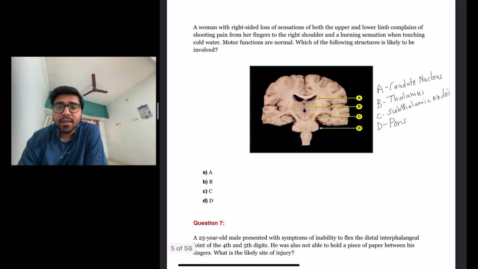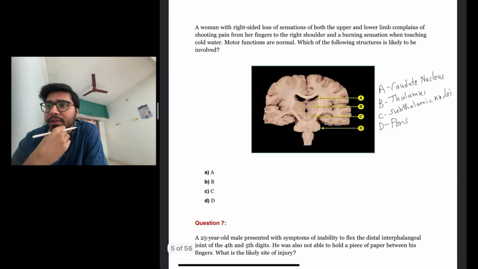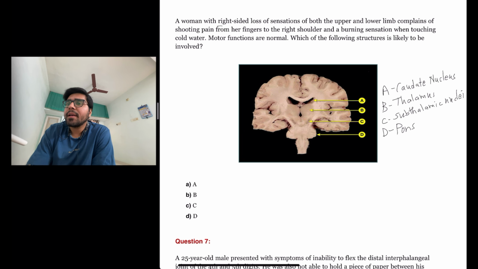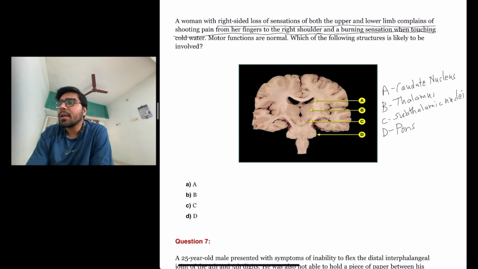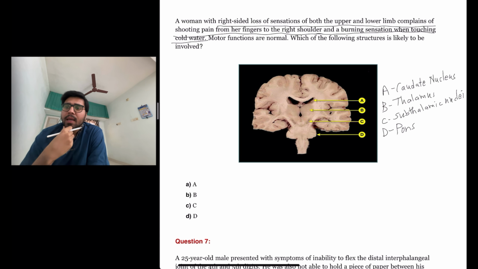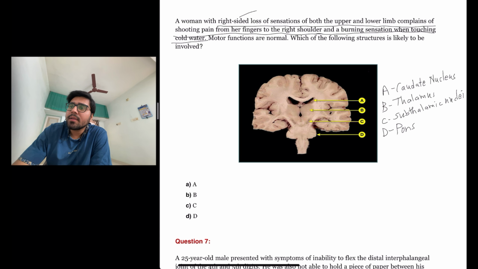The clinical scenario given in the question is right-sided loss of sensation of both upper and lower limb, and complaints of shooting pain from her fingers to the right shoulder, and a burning sensation when touching cold water. This is actually describing the scenario of thalamic pain syndrome.